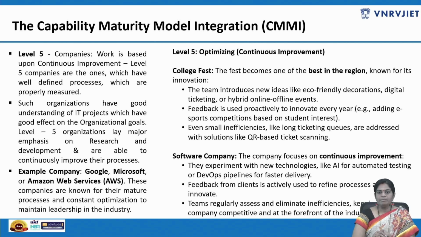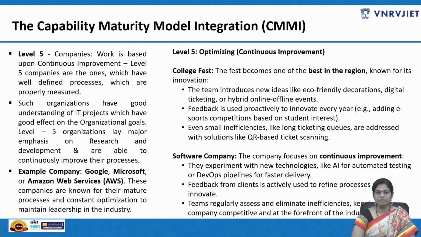Here we mainly concentrate on the tagline, that is continuous improvement. Here they have a well-defined process, they are properly measured. These organizations, they have good understandings of IT projects which have good effect on organizational goals, and they lay major emphasis on research and also development. This is the key takeaway in this level 5, with which they will be able to continuously improve their process. Examples of companies, as per the current information we have here, are Google, Microsoft, Amazon Web Services, AWS. So these companies, they are well known for their mature process and constant optimization, with which they are able to maintain the leadership in the industry.